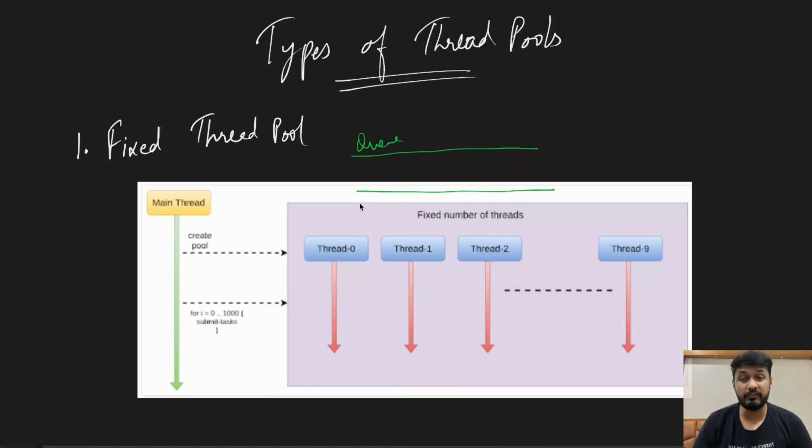In this video, we will be looking into different types of thread pools that exist within the Java Executor service. So the first type of thread pool is the fixed thread pool.